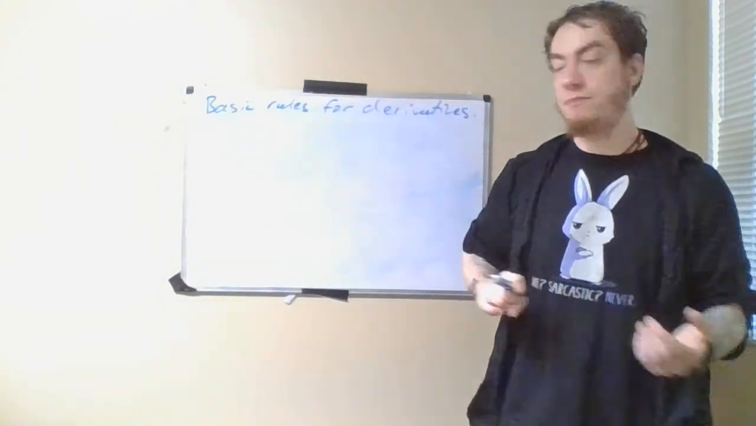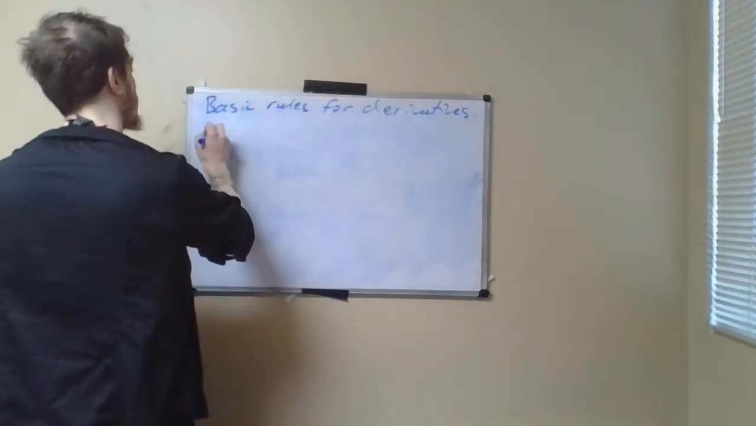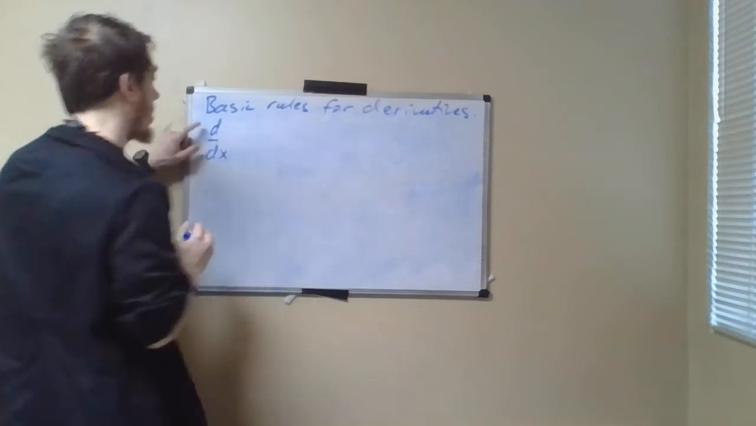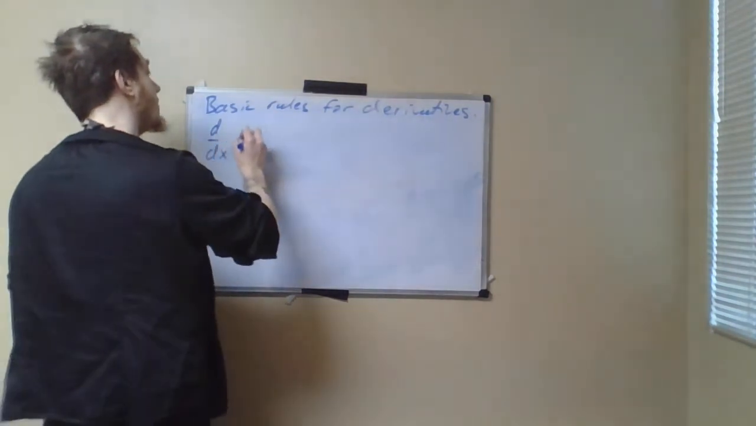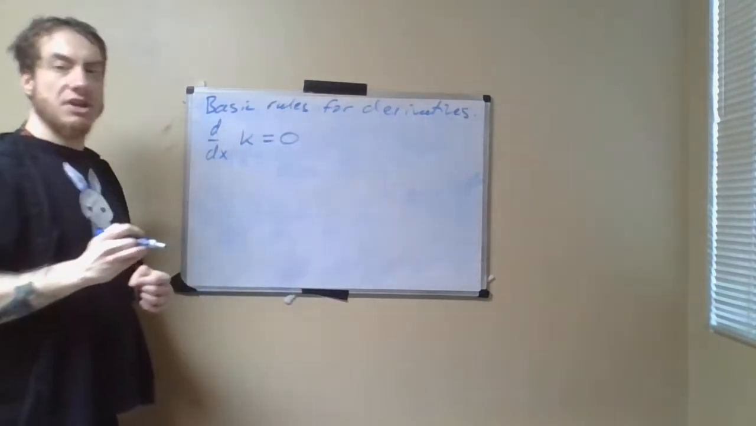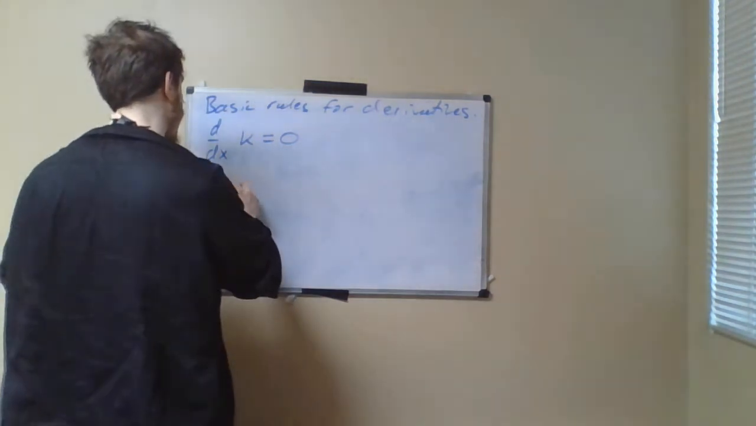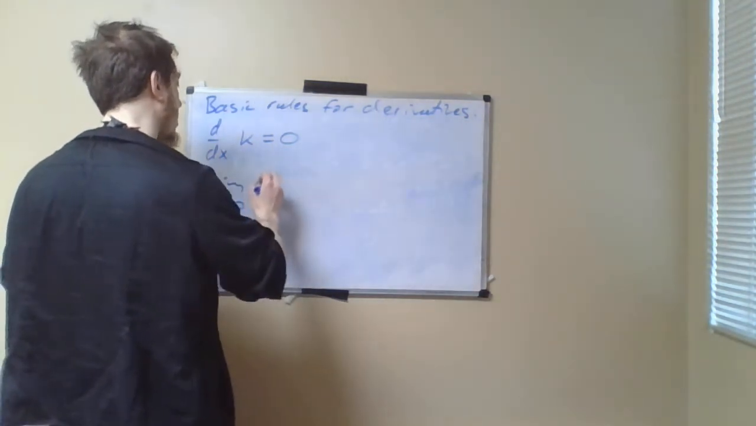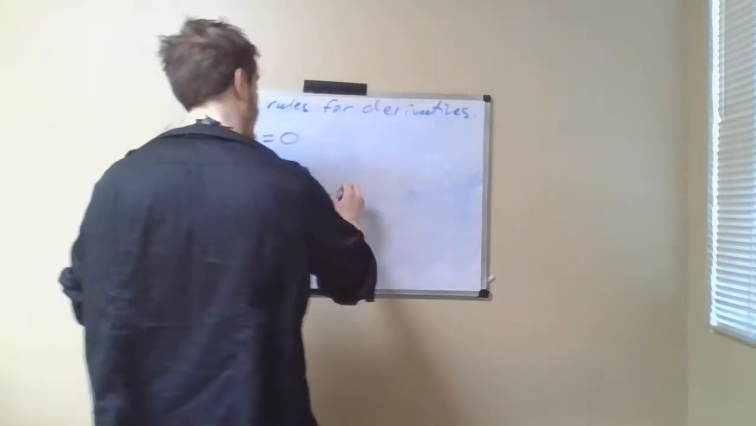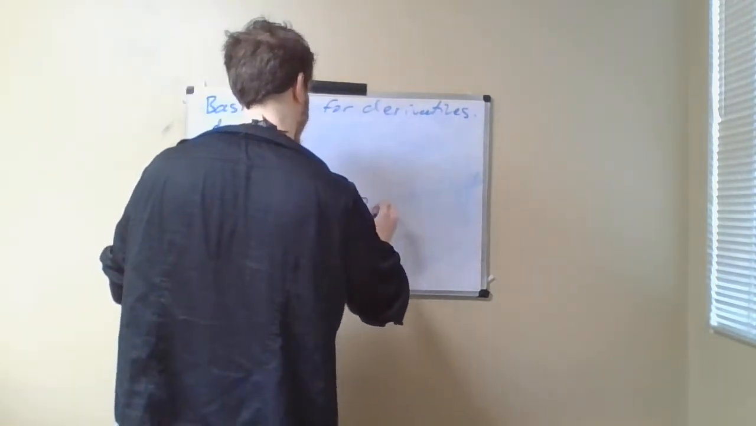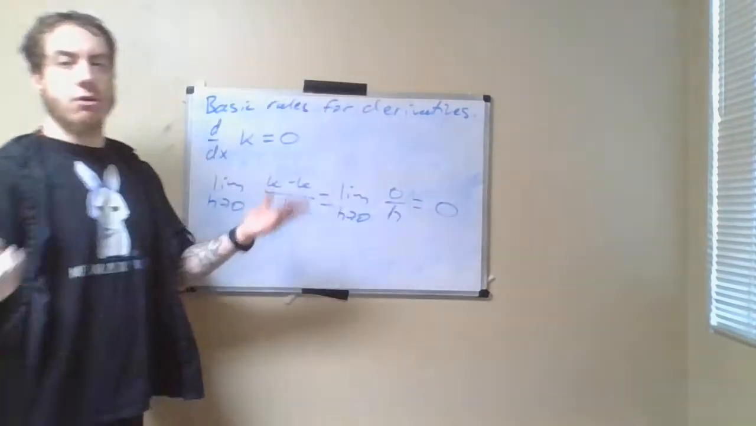So, to begin with, the derivative of a constant, and remember, I can write derivative with this d over dx notation, the derivative of any constant is equal to 0. This is really pretty simple to show because I'm taking the limit as h goes to 0 of k minus k divided by h. This is the limit as h goes to 0 of 0 over h. Well, of course, that is just equal to 0, so we're done.